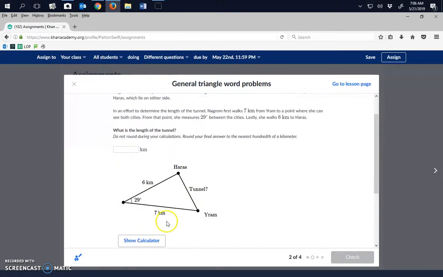So this one looks like we're going to be using law of cosines. We don't have a relationship. We have 29 degrees and nothing out here. We have 7 and nothing here, and 6 and nothing here. So law of cosines is what we're going to need to use.